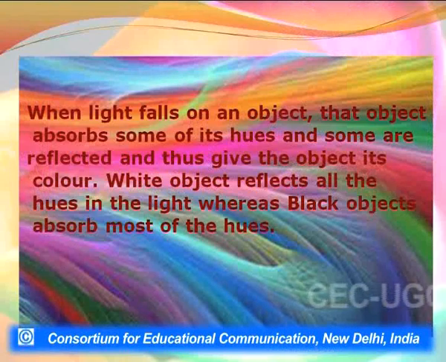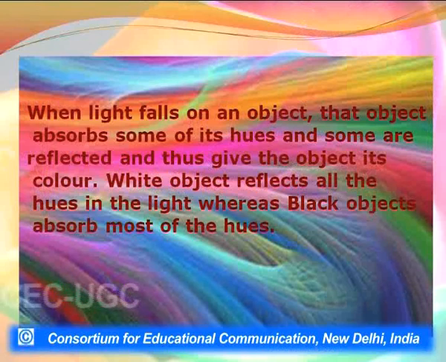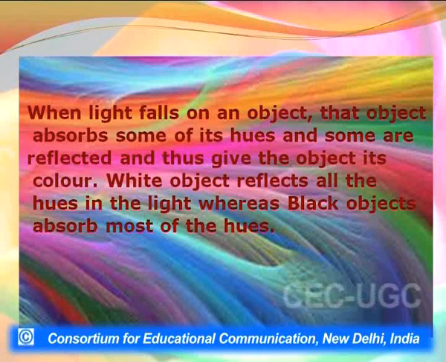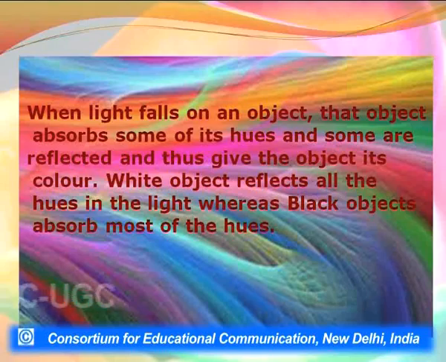For example, red. If an object is red, then all the other colors of the light will be absorbed and red will be reflected, and we can see the red color. So we can say a white object reflects all the hues in the light, whereas a black object absorbs most of the hues, and that is why we sense a particular object as black, when all the colors of the light are absorbed by that particular object.